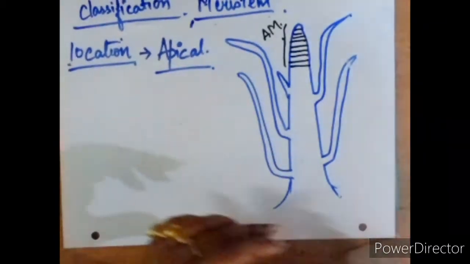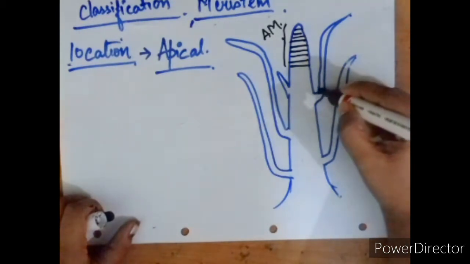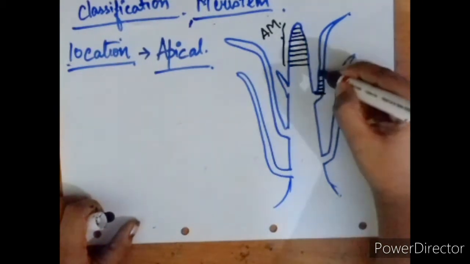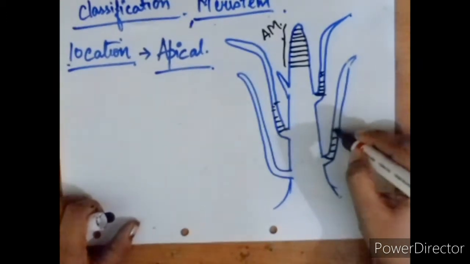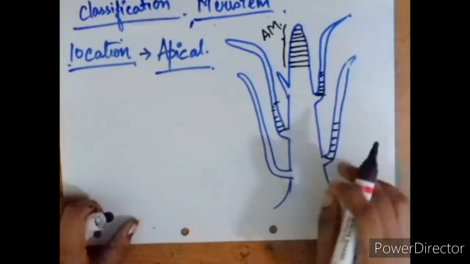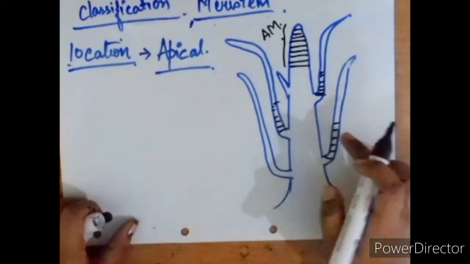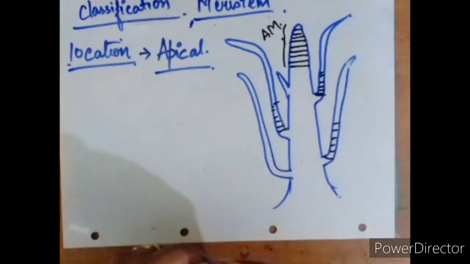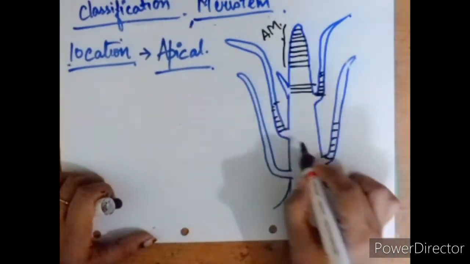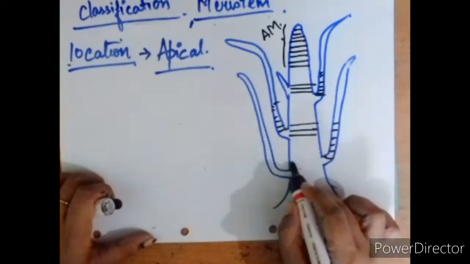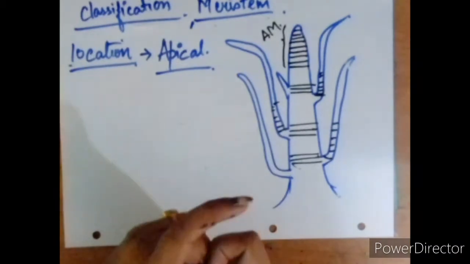Intercalary means, intercalary is this position. See, okay, so this is the intercalary meristematic region. Clear? So these positions are intercalary meristem, not only this area, even in this area also. Okay, so these areas are intercalary meristem.